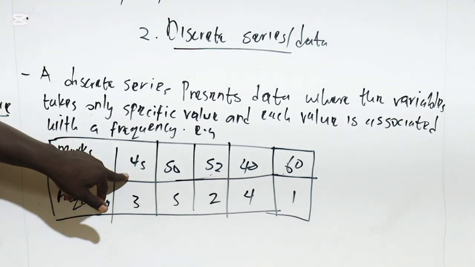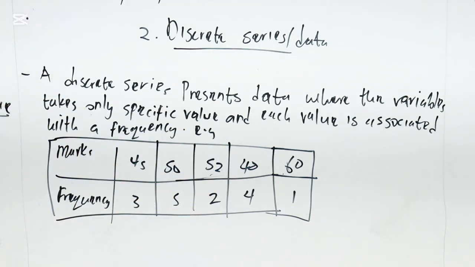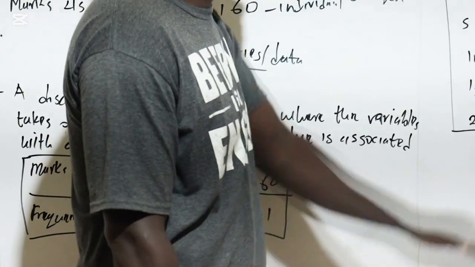Now this is what we call discrete series. It is only individual data or marks with a frequency. They must be associated with a frequency. Then finally, I'll go to continuous series.